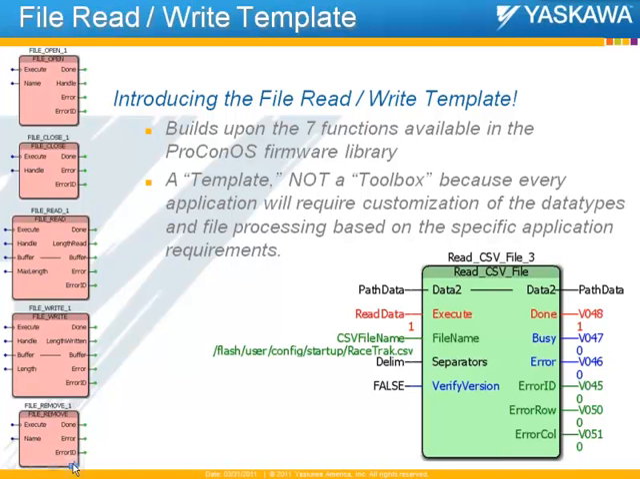Basically, this template builds upon the 7 function blocks available in the Prokonos firmware library that are shown at the left of the screen. And those are very basic functions for doing some file manipulation. And so we've kind of containerized those into some more higher level functions to add more functionality. Okay, so some of the other functions we've added, let me just give you a little overview.